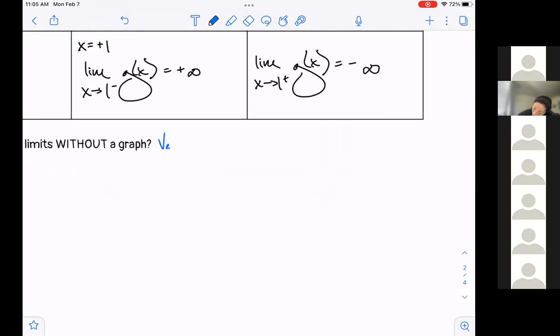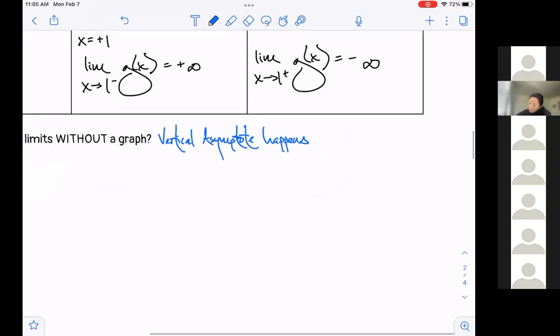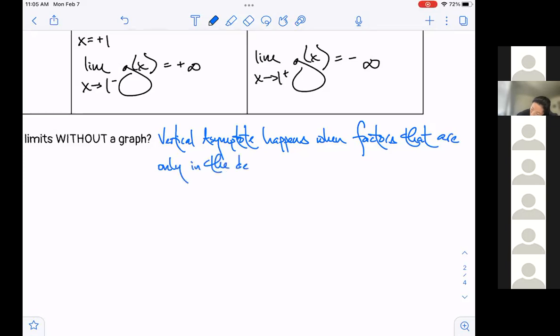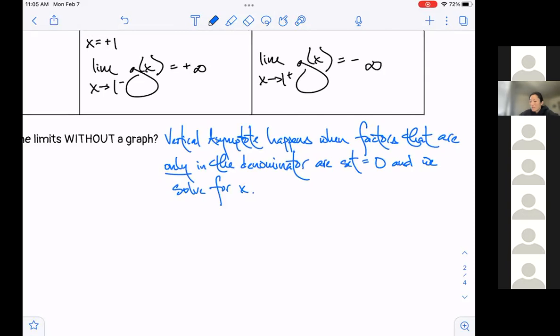I want to keep in mind that a vertical asymptote happens when factors that are only in the denominator are set equal to 0, and we solve for x, all right? So vertical asymptotes happen when factors that are only in the denominator are set equal to 0, and we solve for x.